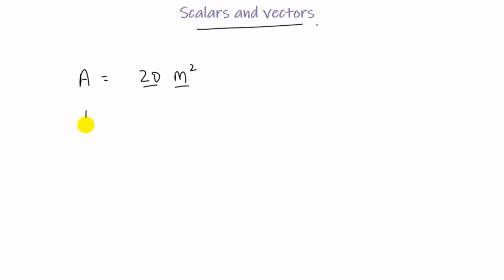Or you can take temperature. The temperature of the room is, suppose, 298 Kelvin. Here 298 is the number and K represents Kelvin, which is a unit. So these are the scalar quantities. We can write that this one is scalar.